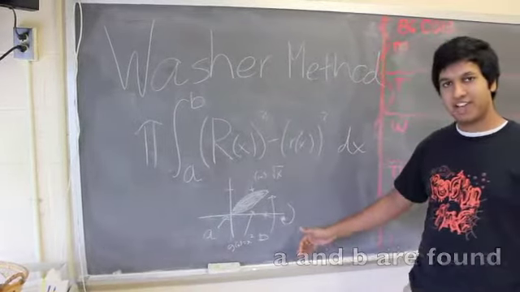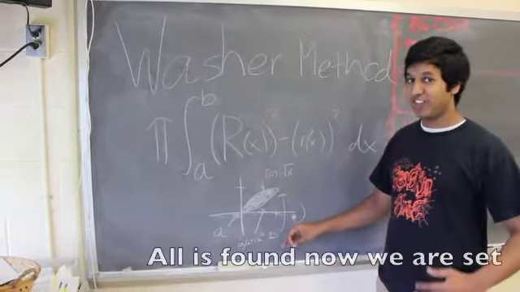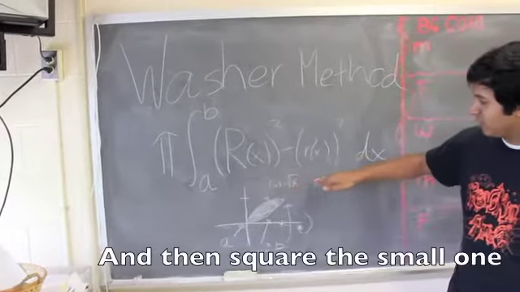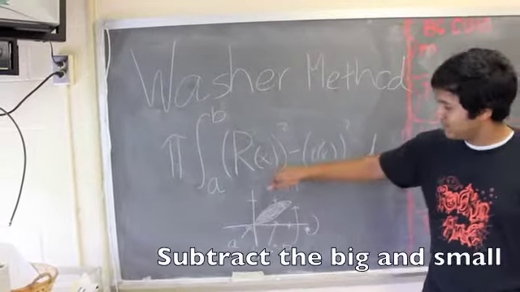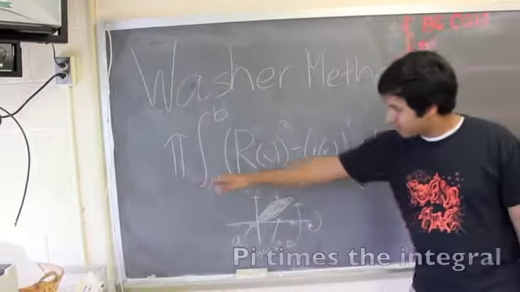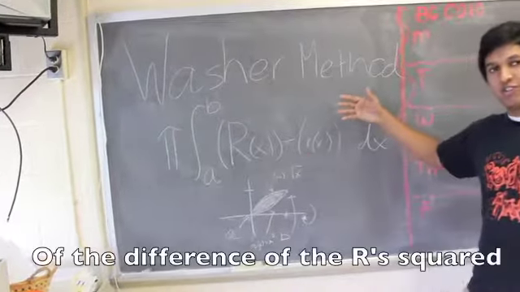A to b are found where the functions intersect. Now we will double check. All is found, now we are set. So first we square big R, and then square the small one. Subtract the small from the big, that's the difference of R's squared. The volume's equal to pi times the integral, bound by a to b, of the difference of the R squared.